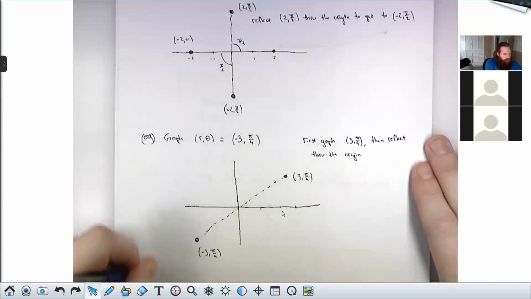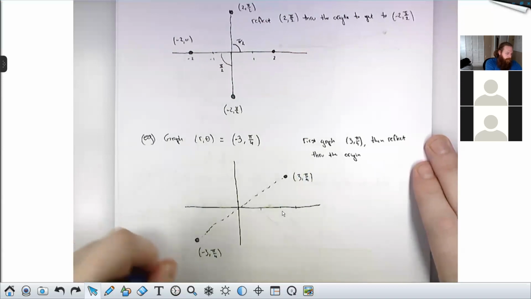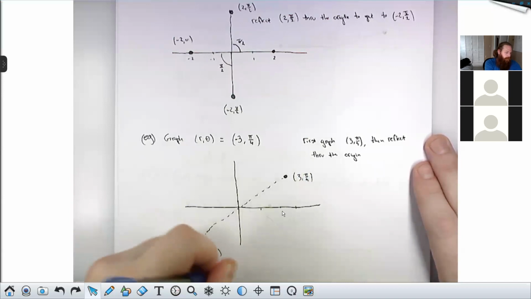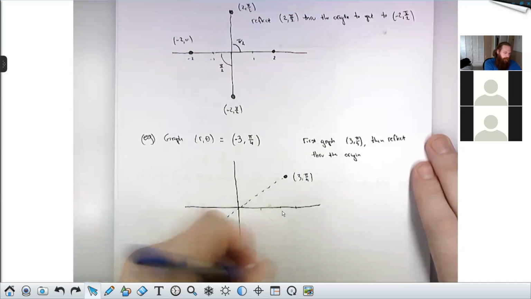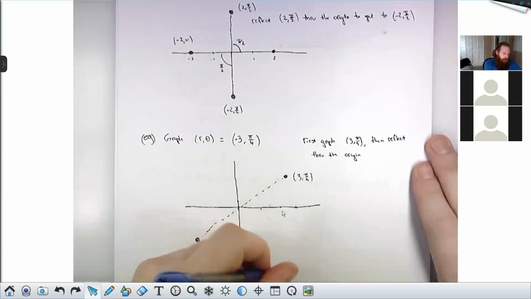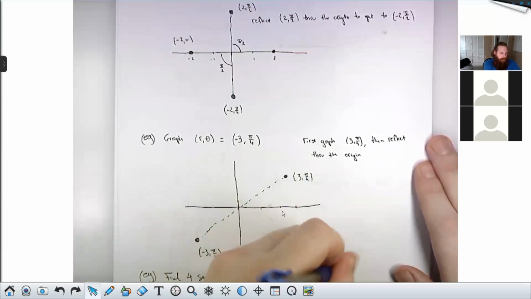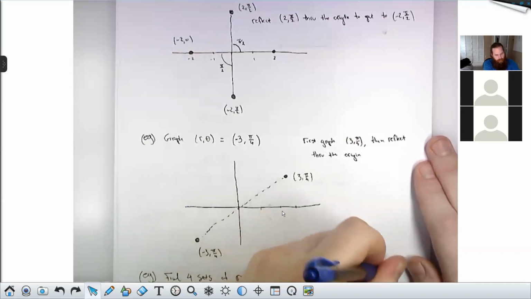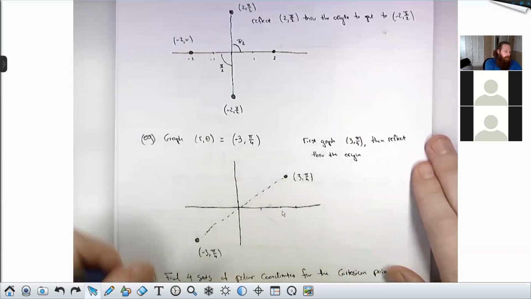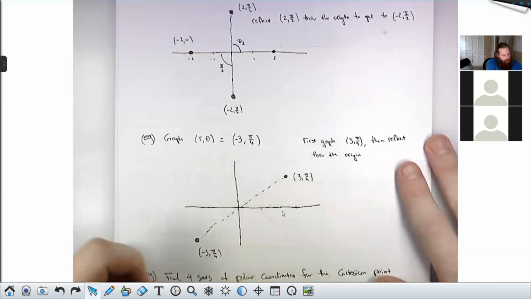Let's do one last basic example like this. Let's find 4 sets of polar coordinates for the Cartesian point, how about 0, 2?